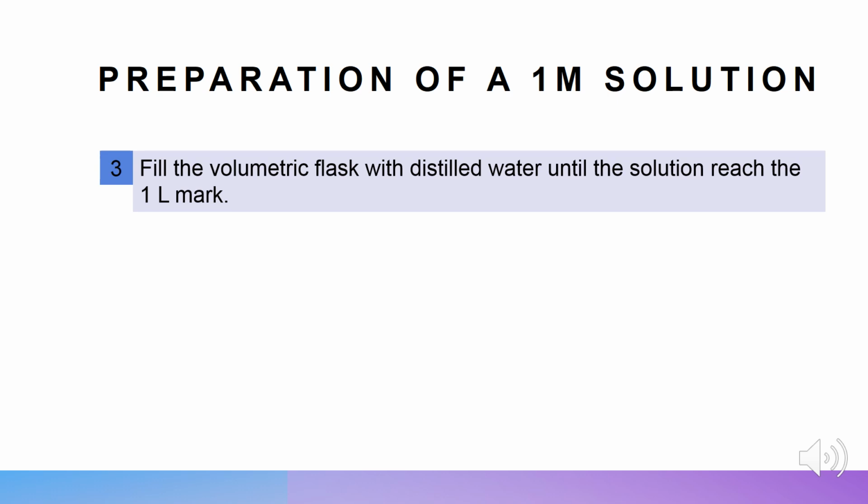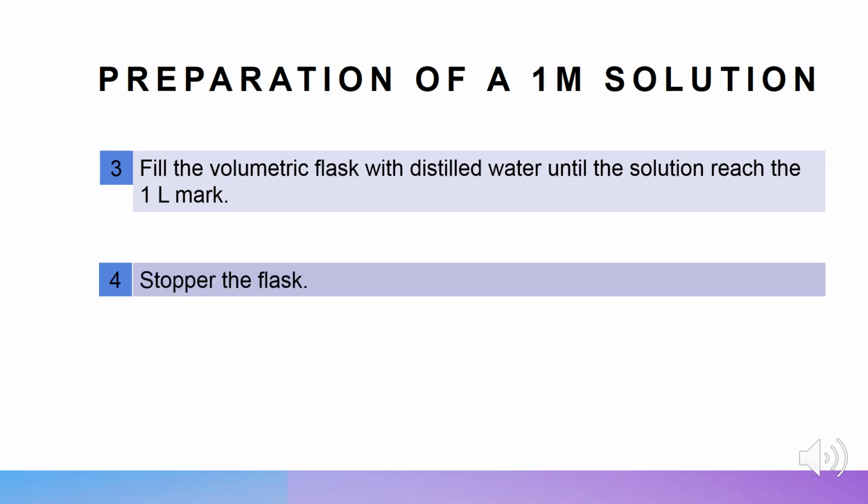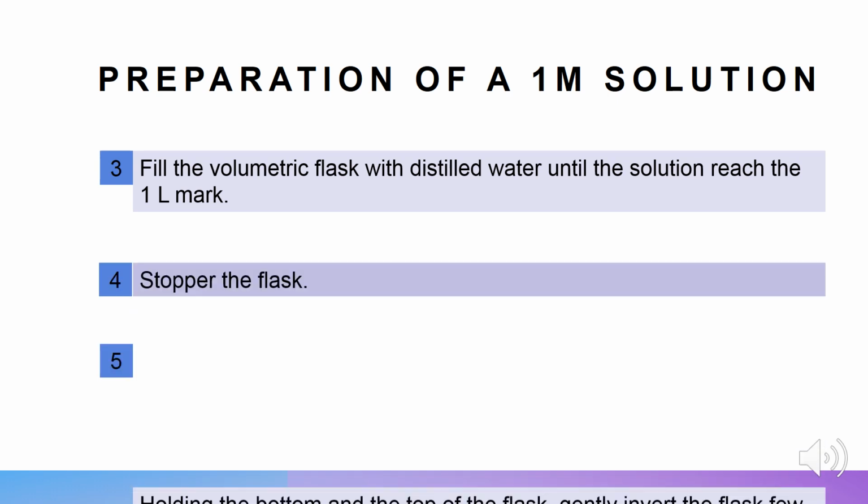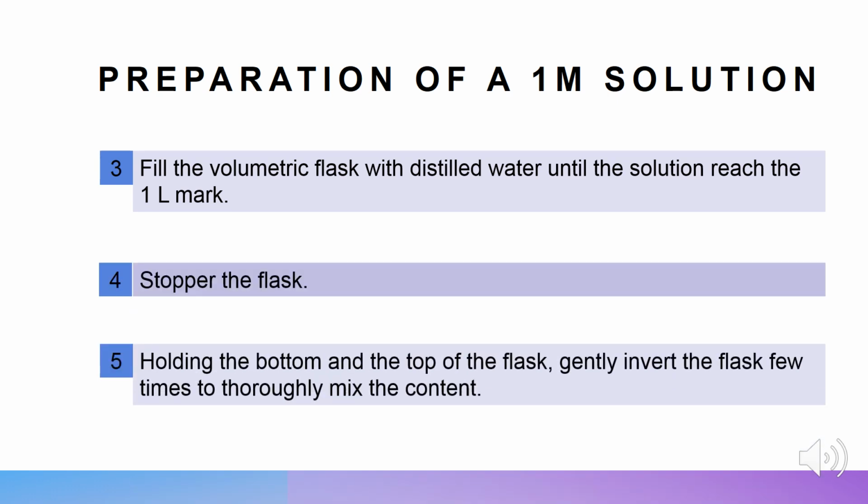Next, add more distilled water until the solution reaches the 1 liter mark. Put the stopper in place and then mix the content thoroughly by gently inverting the flask a few times.